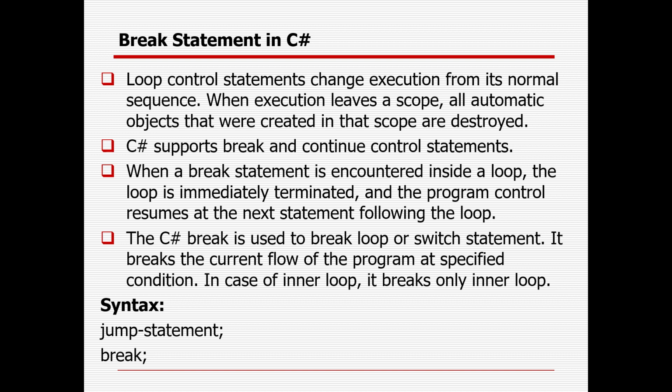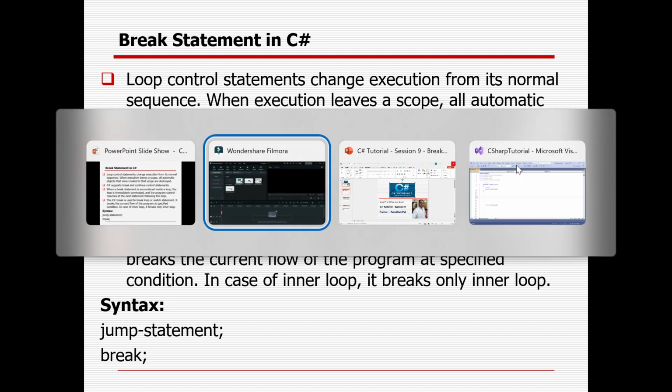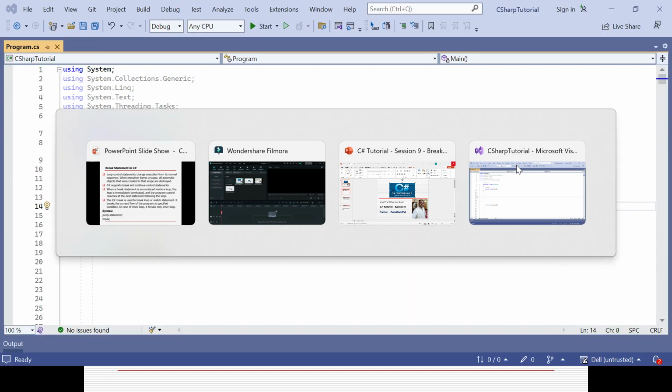So that way, in the for, while or do while loop, in case your condition is matching and you don't want to iterate for the remaining conditions, so you want to move out from the loop, you can use the break keyword. Now let's see in real time how we can use the break keyword in these loops.